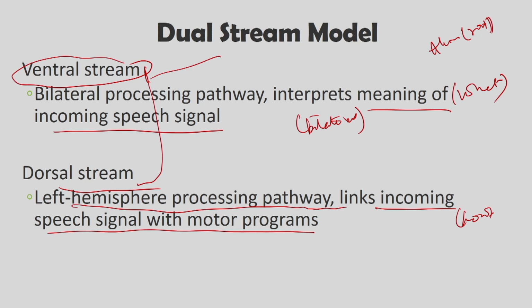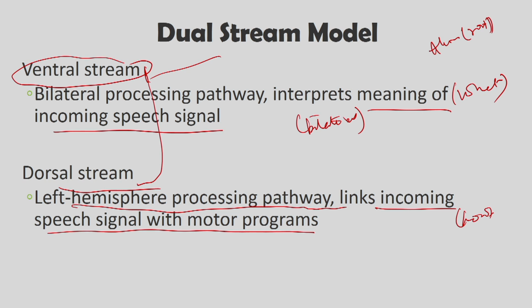Now, the dorsal stream originates in the speech perception area in the lateral fissure, which is the Wernicke area, and extends to the posterior inferior frontal gyrus, which is the Broca area, as well as the primary motor cortex of the left hemisphere. So, that is what it is. The dorsal stream starts from the Wernicke area and goes to the Broca area.